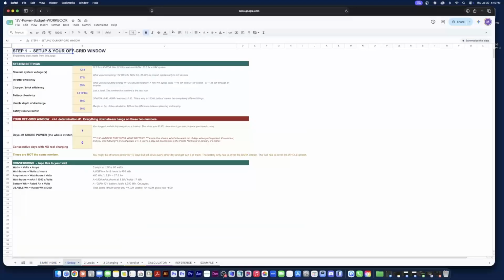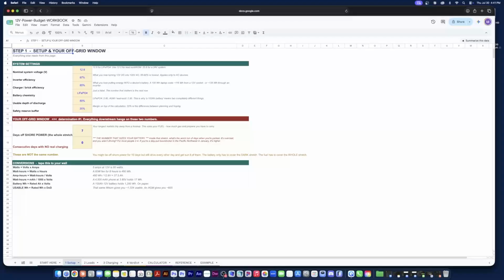And then the setup page. The setup page is fairly simple. All of these yellow boxes are ones for you to put your own numbers in. You may be running a 24 volt system. You may run a 48. There are a lot of different ways of doing things. I'm going to be running a 12.8 volt system, which is kind of a car battery type. 12.8 is just like a power station.